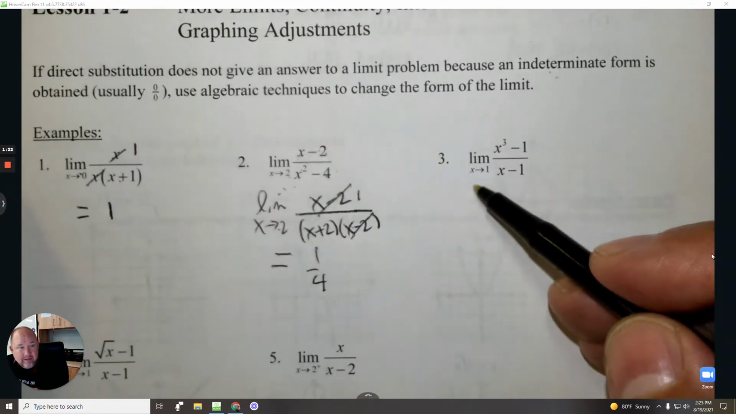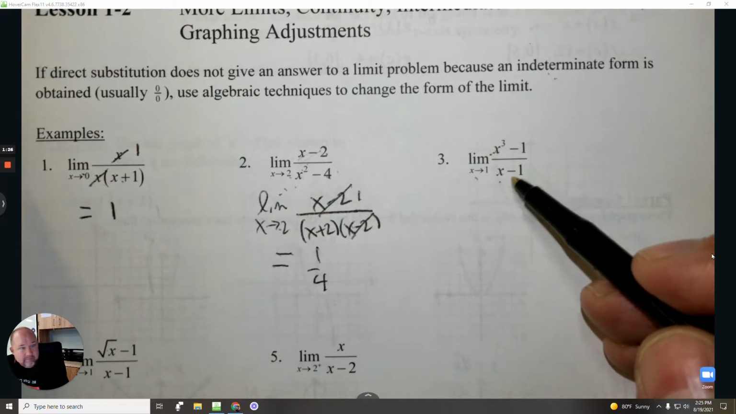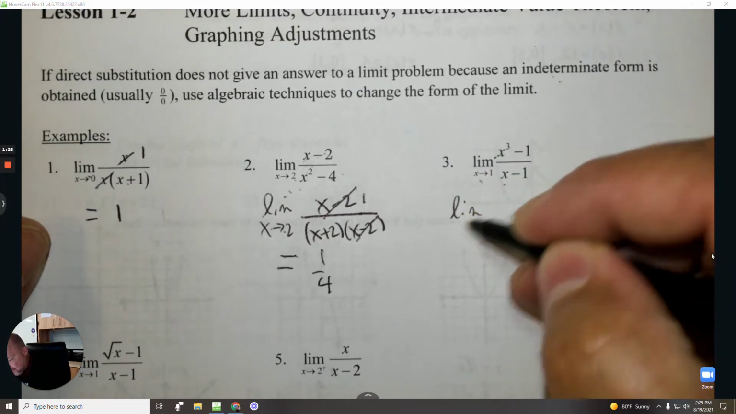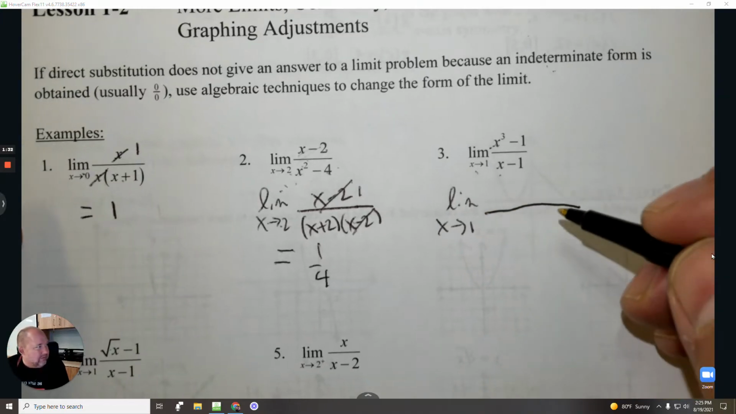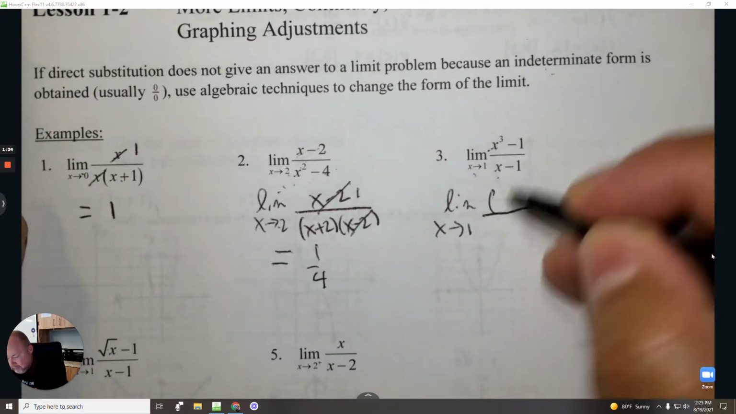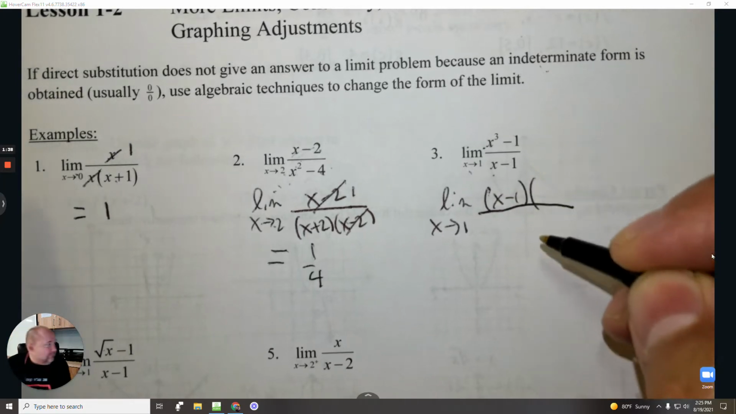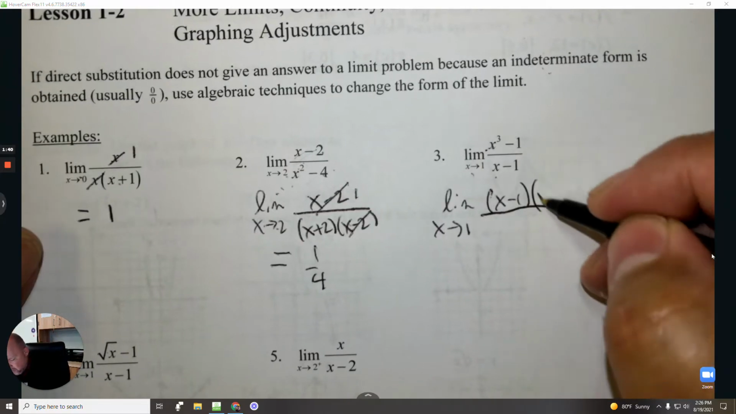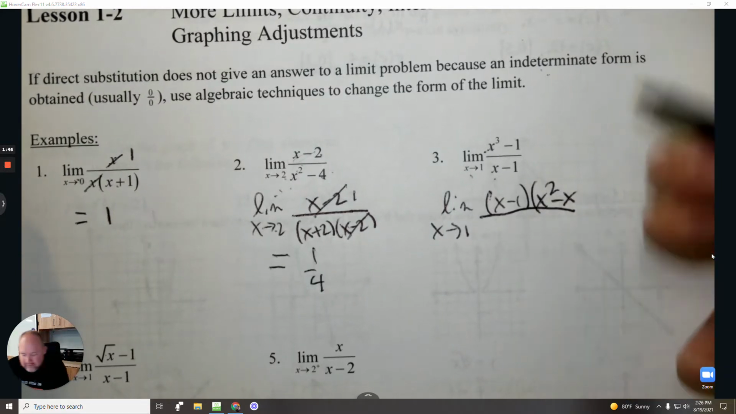Number 3, if you plug 1 in, you get 0 over 0, which is a discontinuity. I can factor the numerator out. It's called a difference of cubes. So the cube root of x cubed and the cube root of 1. And then you square it, minus x. Is it minus? No, plus x plus 1.